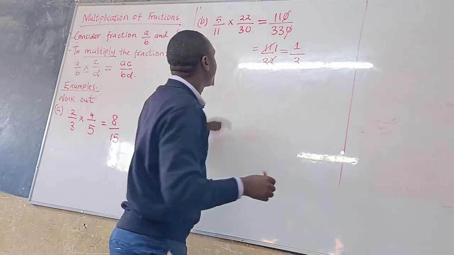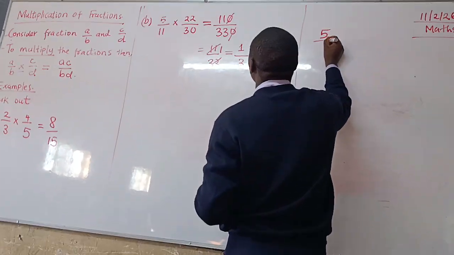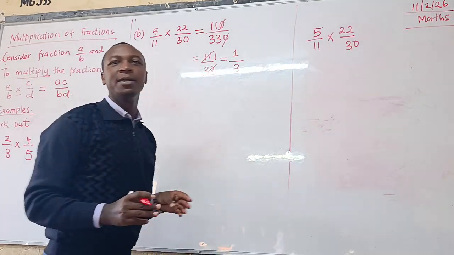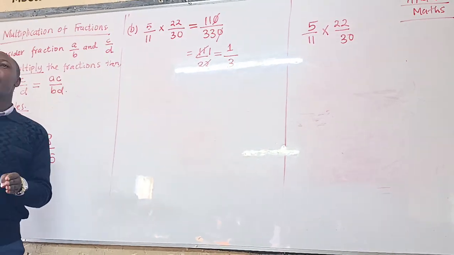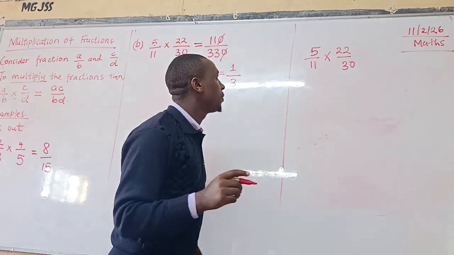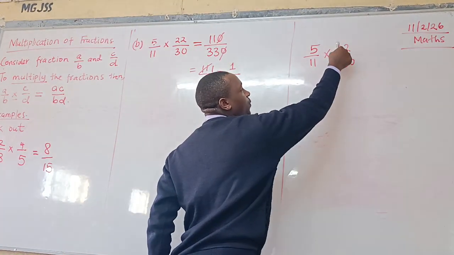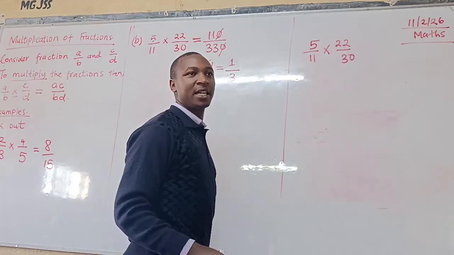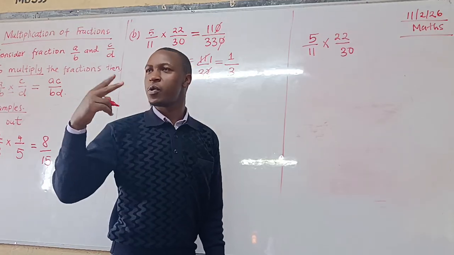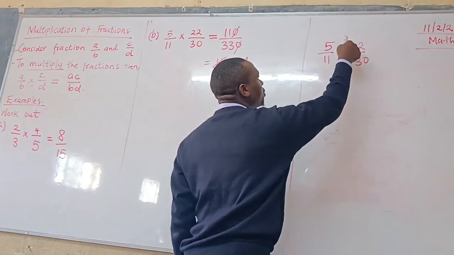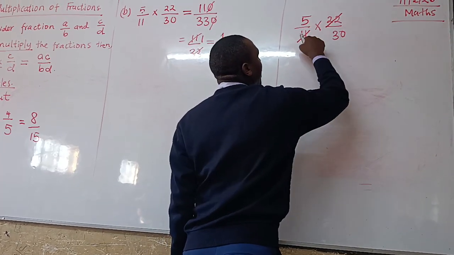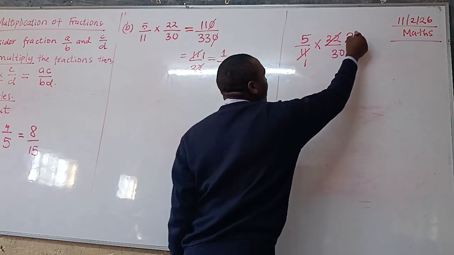But we can also solve this problem like this. 5 out of 11 times 22 over 30. Now, in multiplication, we are allowed to cancel the numbers that are divisible. For example, 11 can go into 22 how many times? Twice. So by 11, 1. By 11, 2.